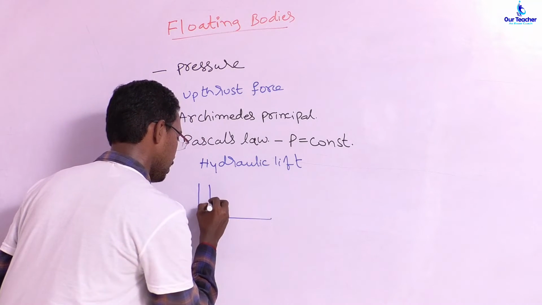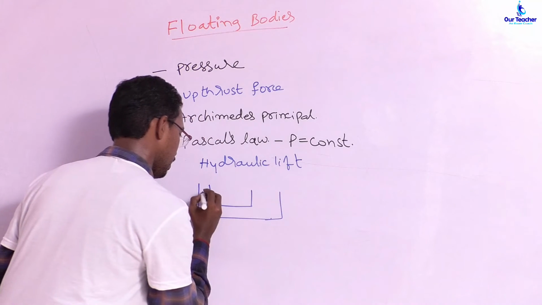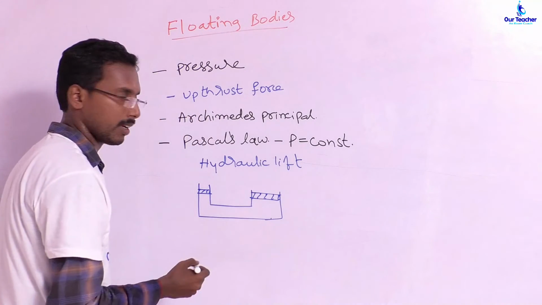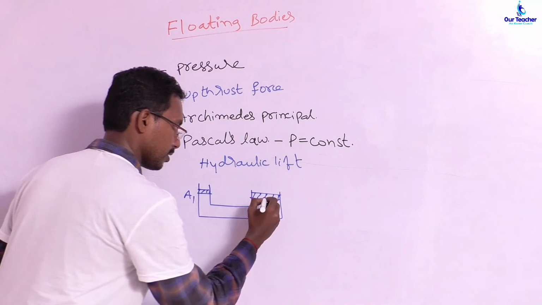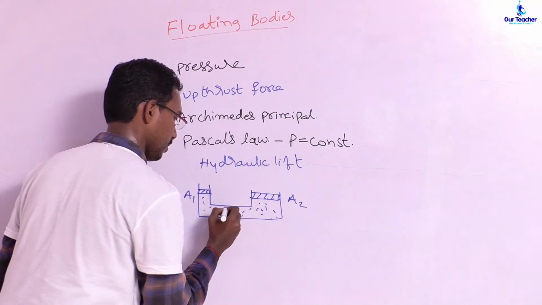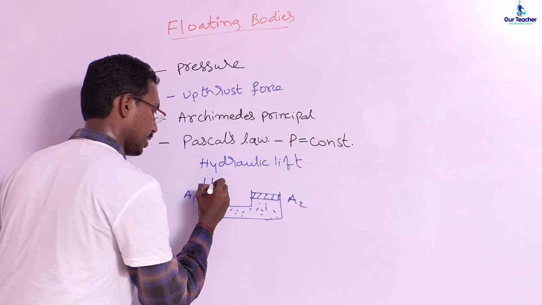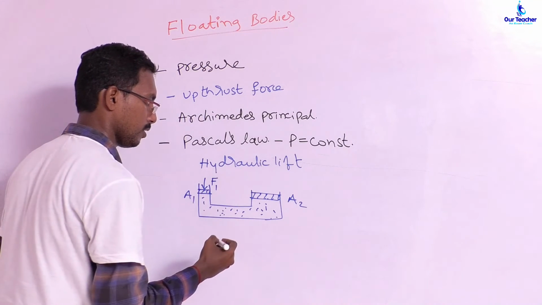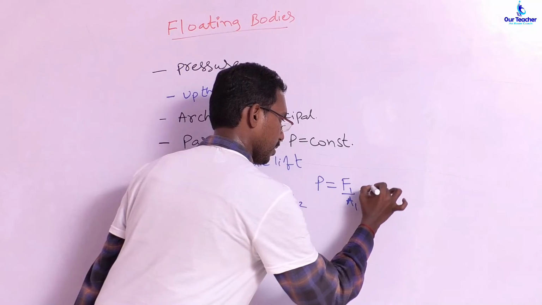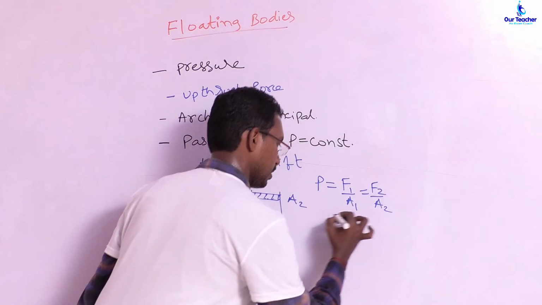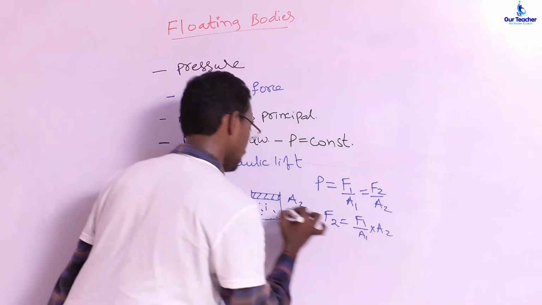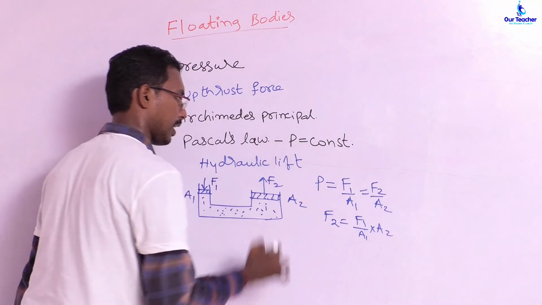By applying Pascal's law, if you see here, I have a piston, and here a second piston, which has a different area. Let us suppose the area of the first piston is A1, and here the area is A2, and in between we have a fluid. If you apply a certain amount of force F1 on the first one, the pressure is the same, which means pressure is force by area, F2 by A2. Hence F2 is F1 by A1 into A2. So this is the mechanical advantage of the force acting on the body.